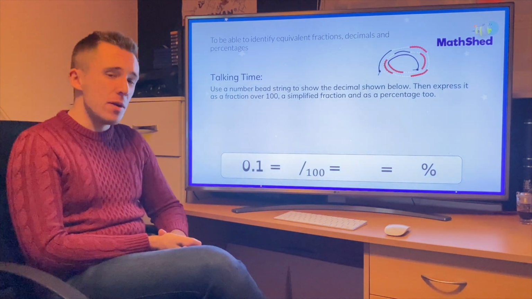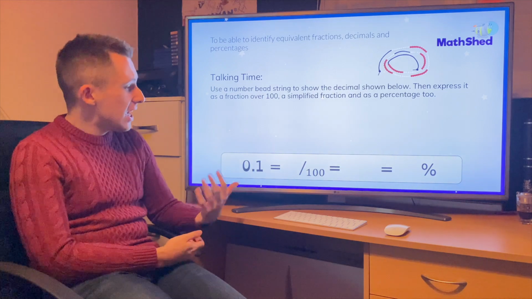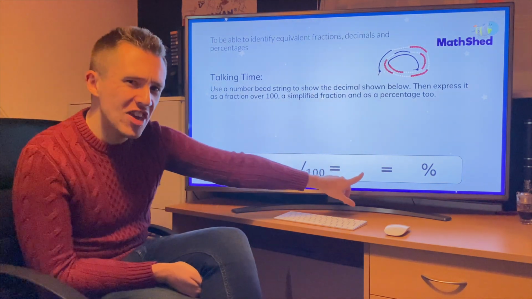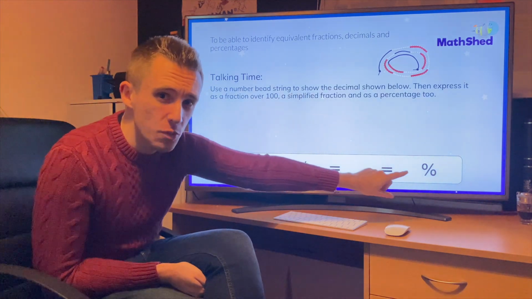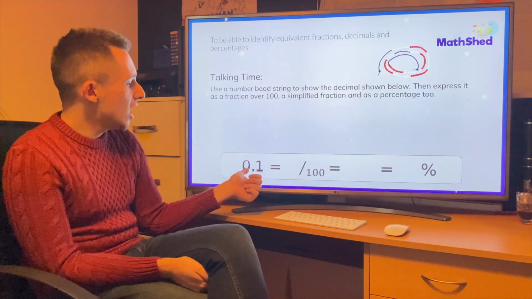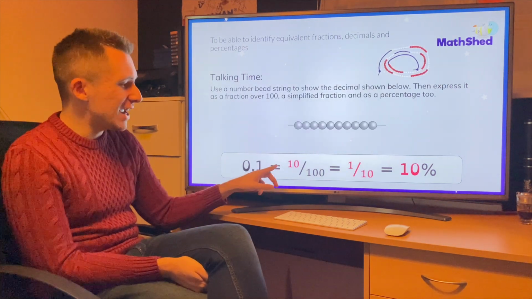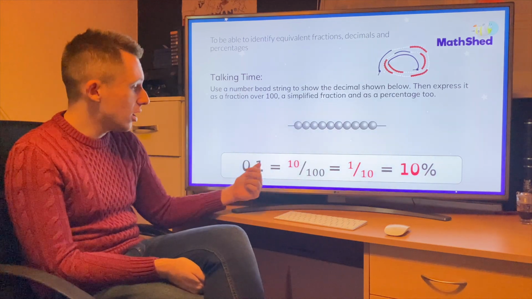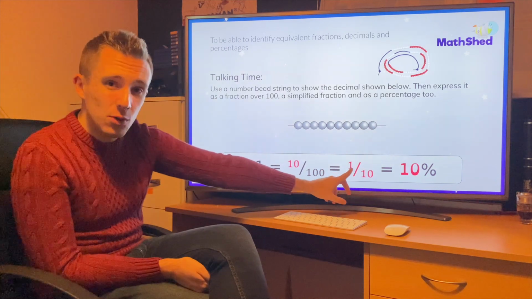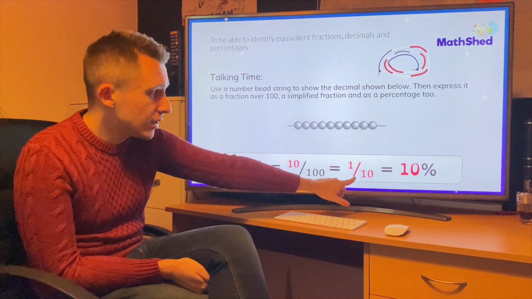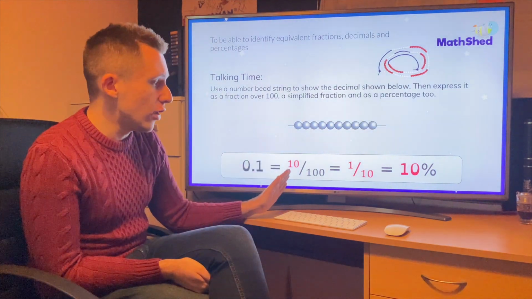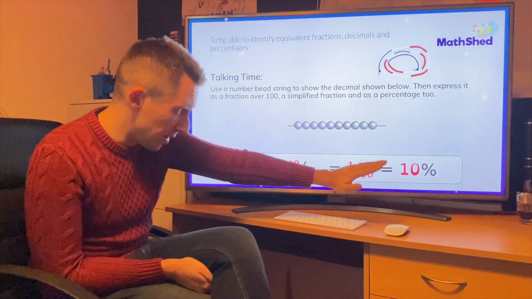So have a look at this one then. Remember what I just said about that placeholder. Can you have a go at writing down what that would be? What would it be over 10? And what would the percentage be? Okay, so 0.1 is the same as 10 over 100, because we have that placeholder, which would cancel down to 1 over 10, and that would be equal to 10%. 10 over 100 becomes 1 over 10, becomes 10%.